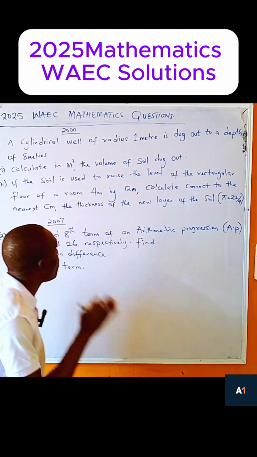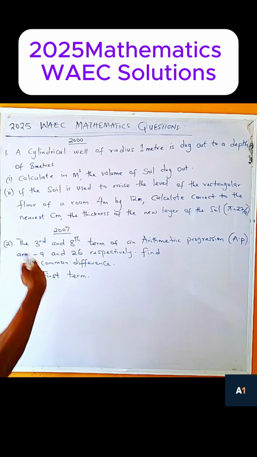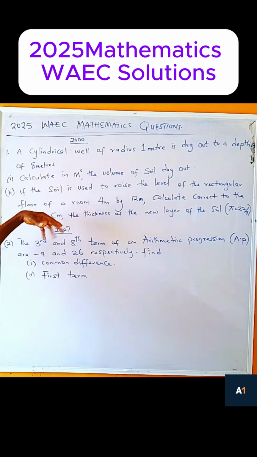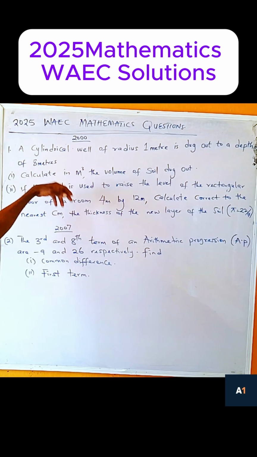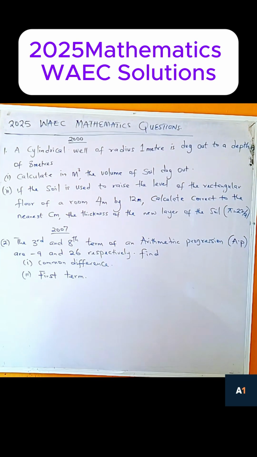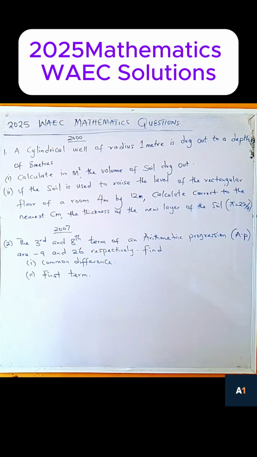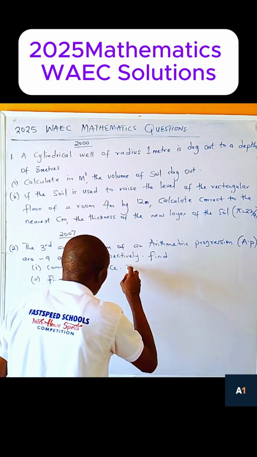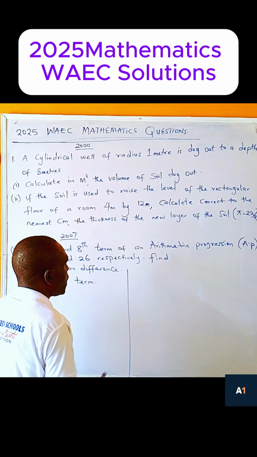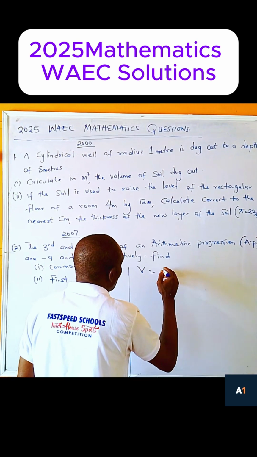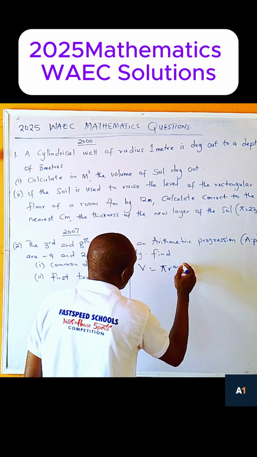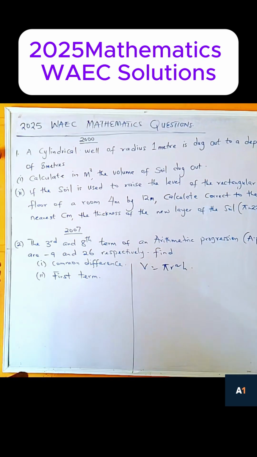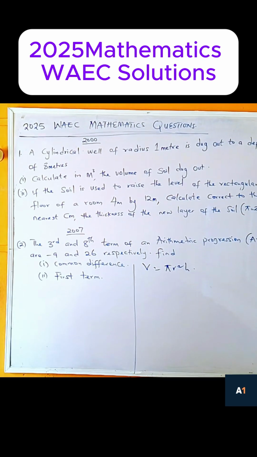Now, we all know the formula. So how do we know the volume? The volume is from a cylindrical well, so we are using the formula to calculate the volume of the cylinder. The volume of the cylinder is V equal to pi r square h. This is the formula that we are going to use.